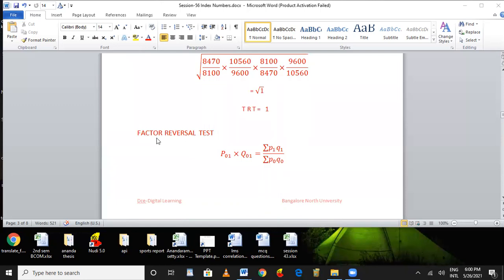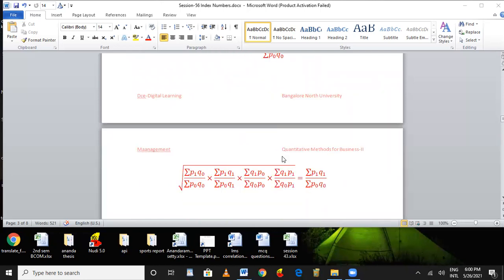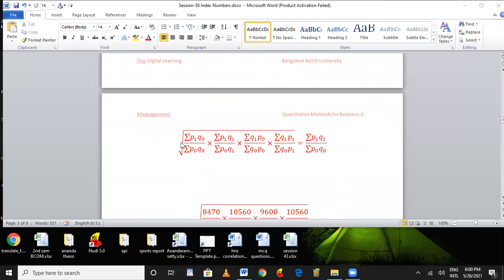In the same way, the factor reversal test: P01 into Q01 is equal to sigma P1 Q1 divided by sigma P0 Q0. If in the place of the prices you replace the quantities, then in the place of P it is Q, and in the place of Q it is P. So here you have to get sigma P1 Q1 divided by sigma P0 Q0.